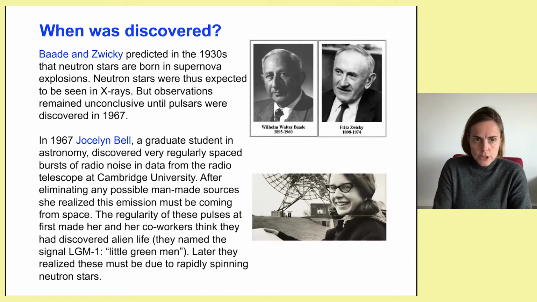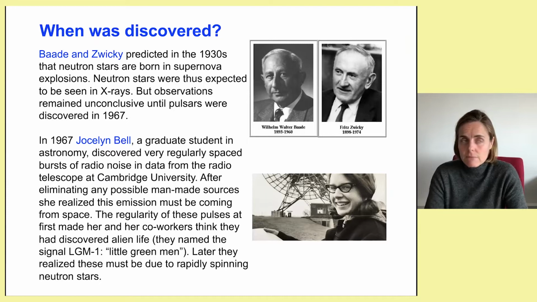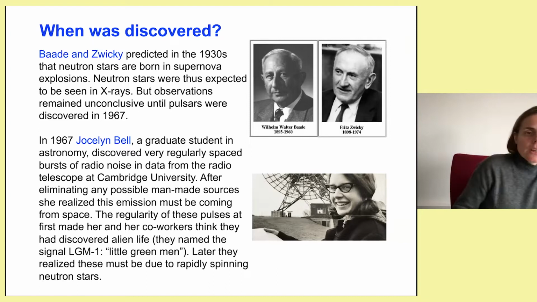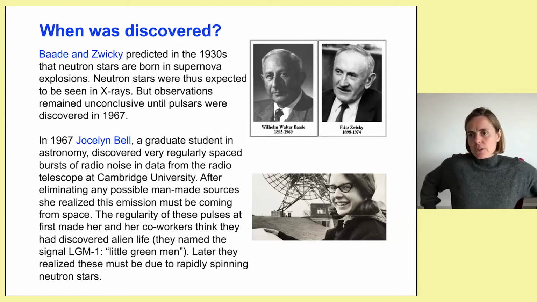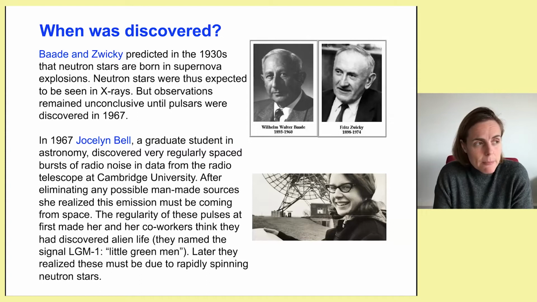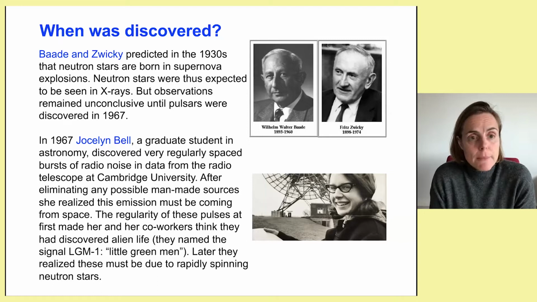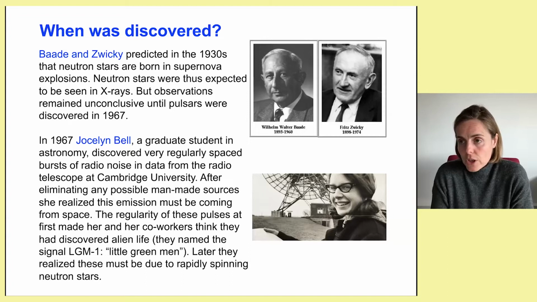So when it was discovered, you can imagine that we are talking about the beginning of the 20th century, because they were predicted to be observed in supernova explosions. I will mention what supernova means. And the neutron, for example, was discovered at the beginning of the century. So not long after, those objects were predicted and then discovered.